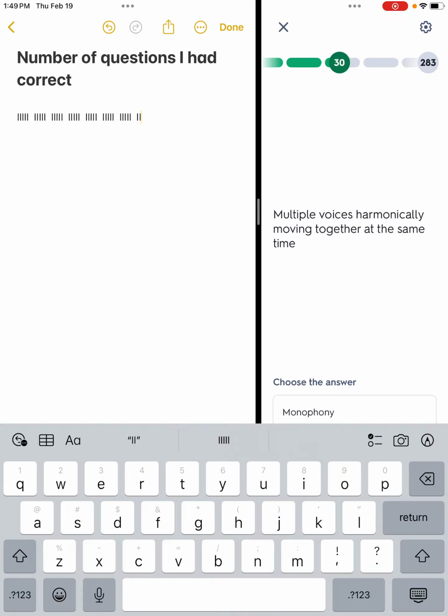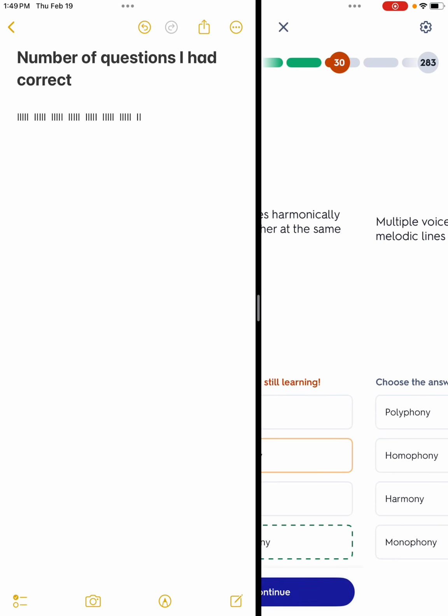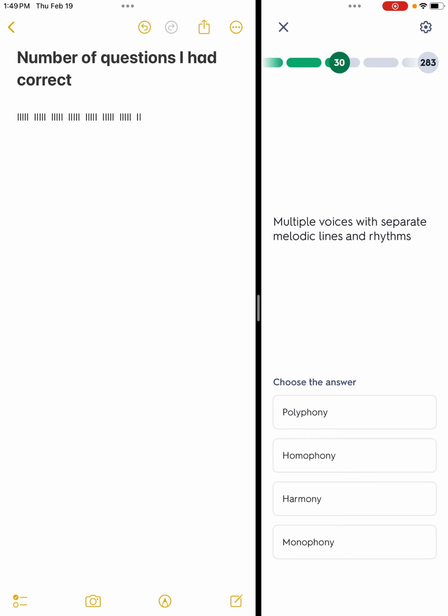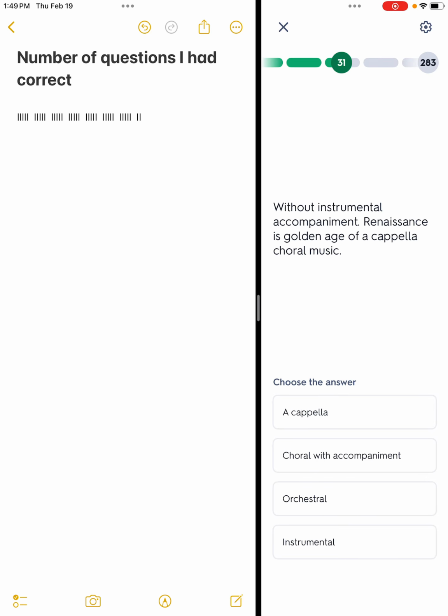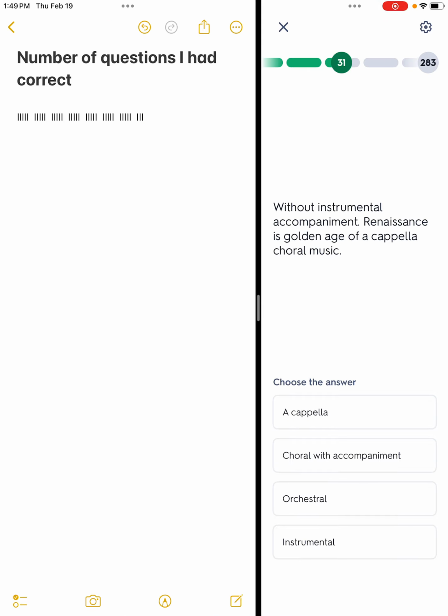Multiple voices harmonically moving together at the same time. Multiple voices. Polyphony? Oh, no, that's not right. Multiple voices. Without instrumental accompaniment, Renaissance is the golden age for a cappella.